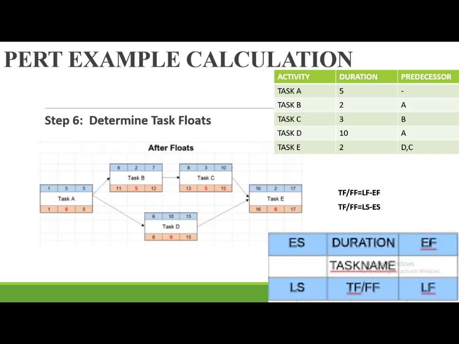This one is 15 minus 10, or 13 minus 8. Each of them is going to give you a 5. Then task D is 15 minus 15, or 6 minus 6, going to give you a 0. 12 minus 7, or 11 minus 6, going to give you a 5. Then task A, 5 minus 5, or 1 minus 1, gives you a 0.